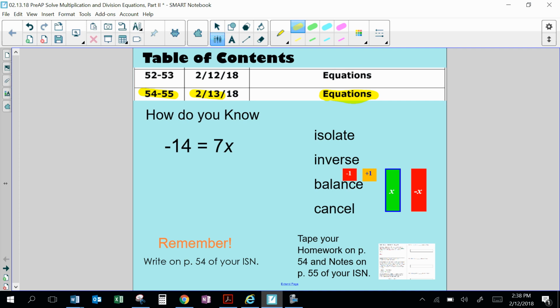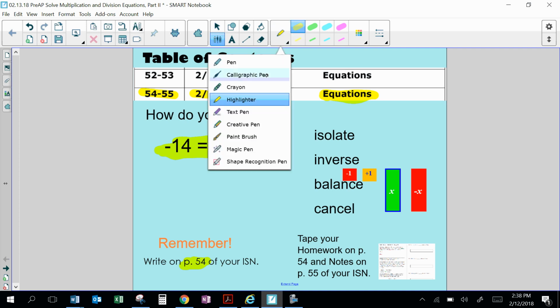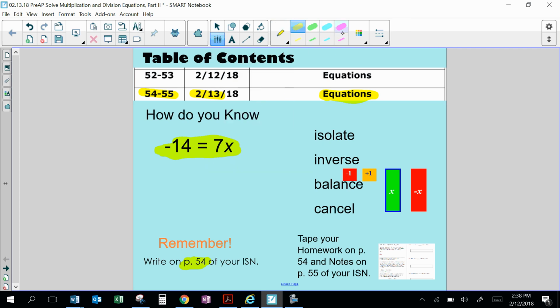I need you to copy down this question on page 54. But make sure you have collected your homework, notes, and product of learning from the back of the classroom. Your homework goes on page 54, and your notes will go on page 55, or you may tape your notes at the end of class. Most of you probably put your homework in your folder, and you can tape your notes at the end of class on page 55.